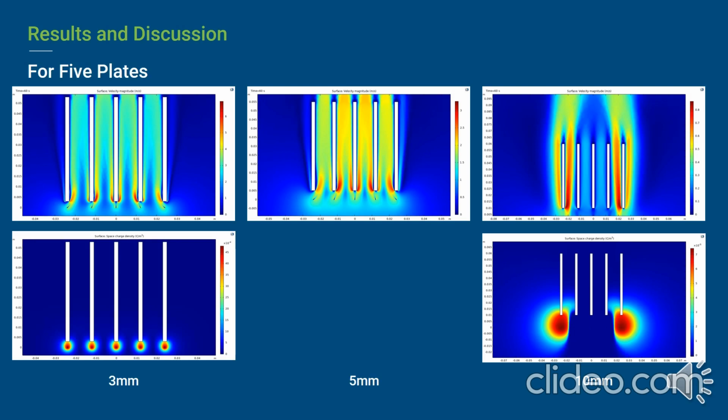Next we will talk about the 5 plates arrangement. From here to here we have varied the distance from 3 mm to 5 mm to 10 mm, and we can see that when we do this, the maximum velocity decreases. So here it was 6 meters per second, here 3 meters per second, and here it is only around 1 meter per second. Why this happens is because the charge density decreases. So here it is of the order of 10 to the power minus 3, whereas here it is only of the order of 10 to the power minus 5. So the current decreases, so the enhancement in heat transfer also decreases.